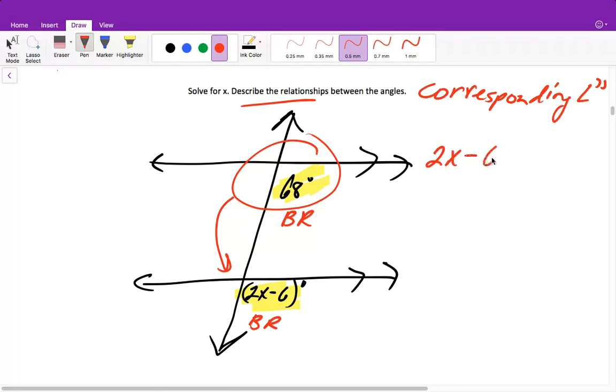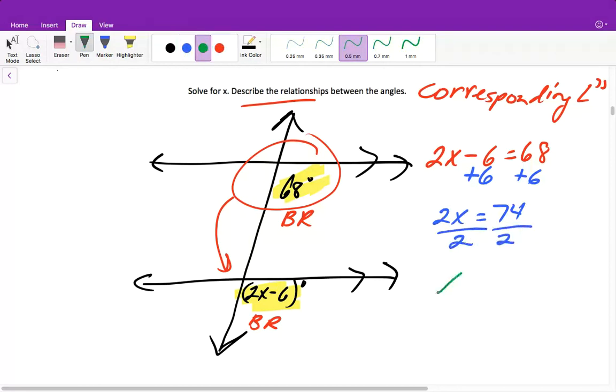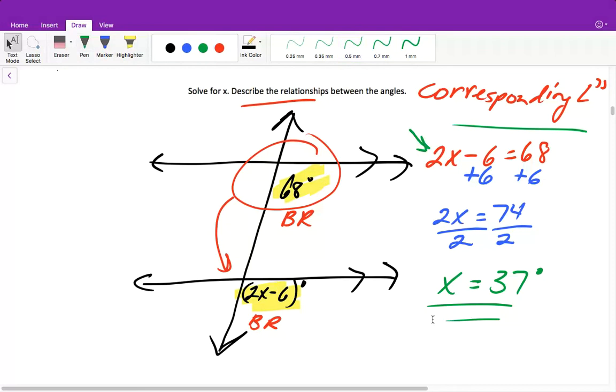So we can then say 2x minus 6 is equal to 68. And now we can add 6 to both sides. So 2x is then equal to 74. Divide each side by 2. And we get x is then equal to 37 degrees. All right, so make sure you're describing the relationship, setting up your equation, and then solving. And remember, this was for number 4. I didn't label the last one, but that was for number 4.